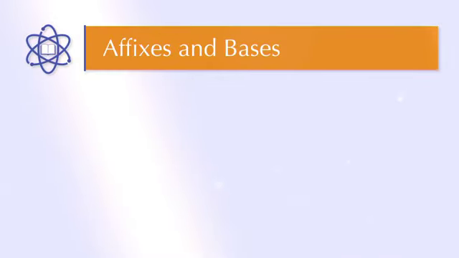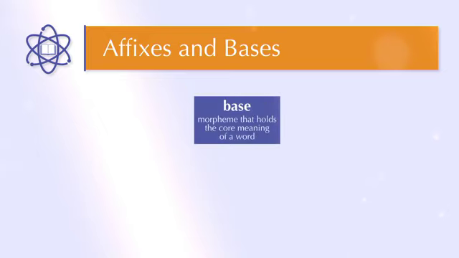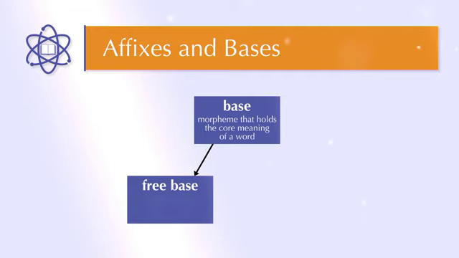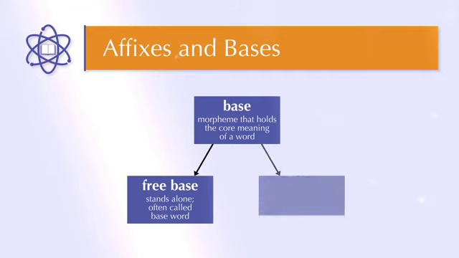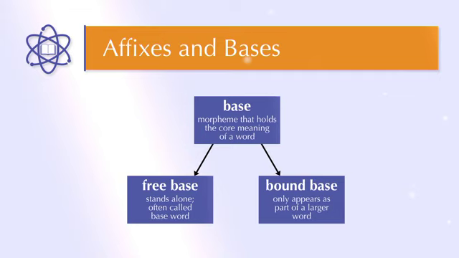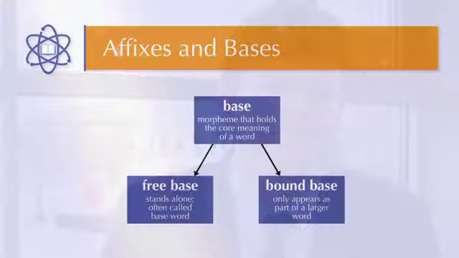A base is a morpheme that holds the core meaning of a word. Every word has one. Free bases are bases that are standalone words, like tree or P-O-R-T, port. A bound base is a base that only appears as part of a larger word, like S-T-R-U-C-T. These bound bases require a prefix or a suffix to make them into words.